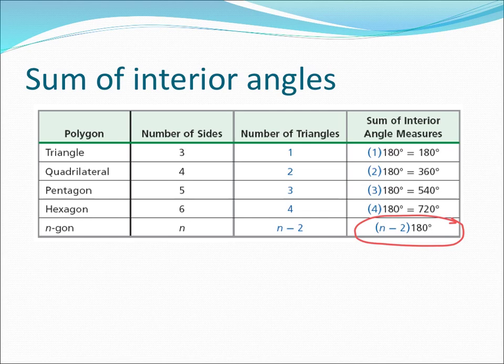How about a quadrilateral? 4 minus 2 is 2. 2 times 180 is 360. Pentagon, 5 sides, minus 2 is 3. 3 times 180 is 540. Hexagon, 6 sides, 6 minus 2 is 4. 4 times 180 is 720. So you don't need to memorize these. You just need to memorize the formula, because if you know the number of sides, you just plug it in. The sum of the interior angles is n minus 2 times 180. That's the first formula you've got to know.